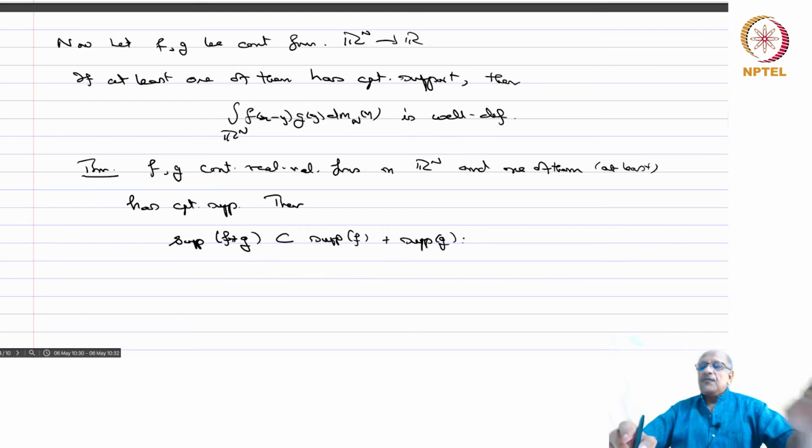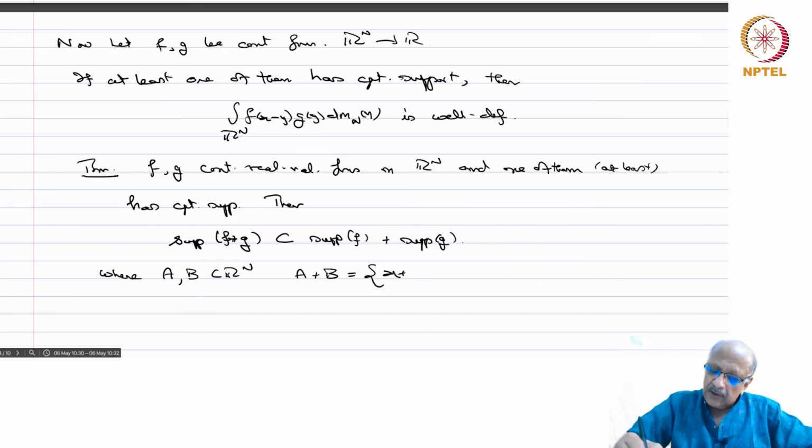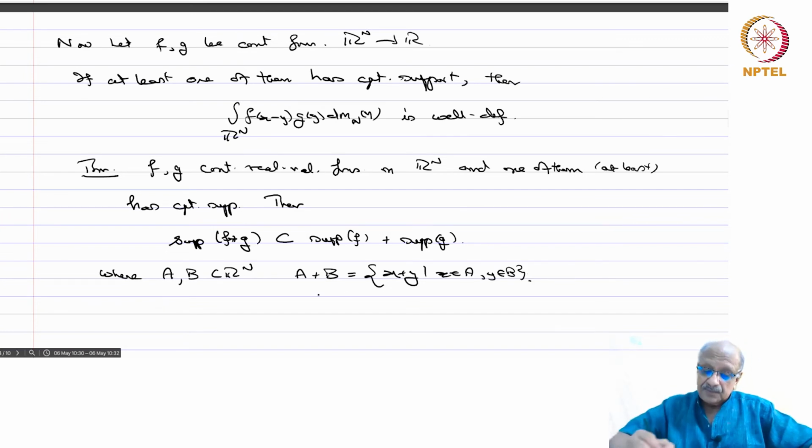What is the support of a function? It is the set where the function is non-zero, and then you have to take the closure. So outside the support the function is identically 0. Given sets A and B in Rn, A plus B is defined as the set of all x plus y, x in A, y in B. So this is the algebraic sum of sets. Now the proof.